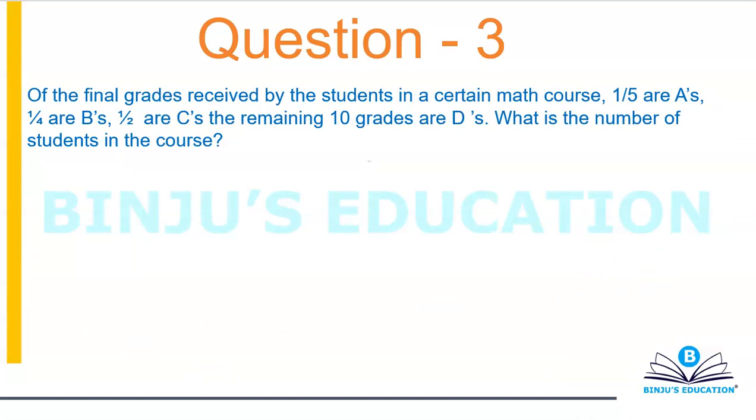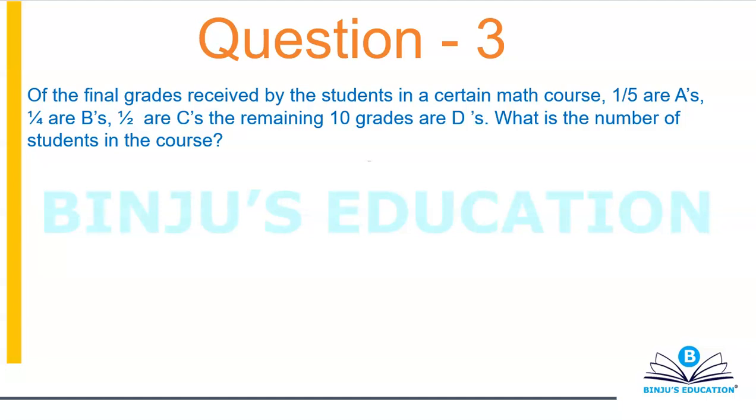Of the final grades received by the students in a certain math course, 1/5 are A's, 1/4 are B's, half are C's, the remaining 10 grades are D's. What is the number of students in the course?